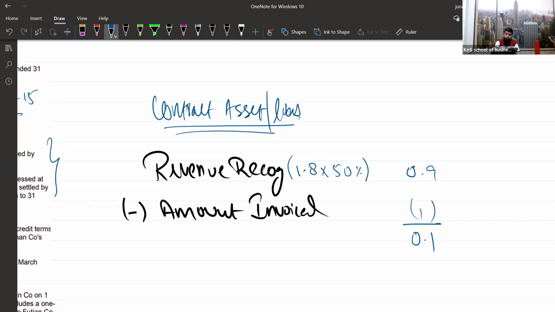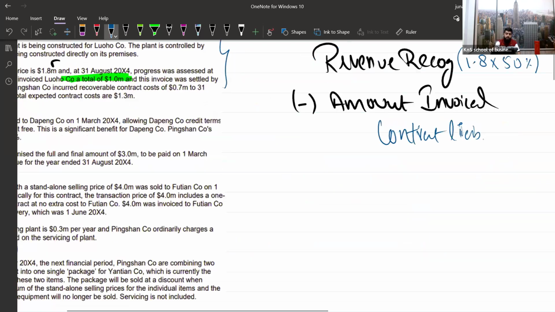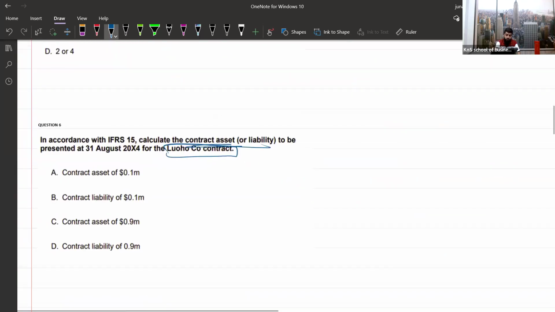So 0.1 million is basically the contract liability. This amount, if it is negative, will be a contract liability. If it is positive, it means it's going to be the contract asset. So the contract liability is 0.1 million. That is option B, the correct answer for this one.